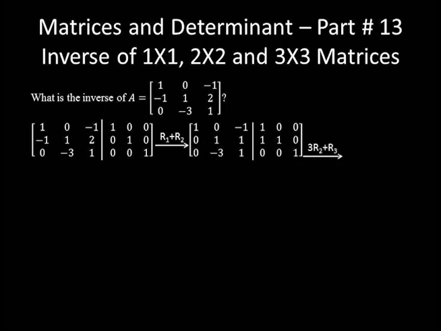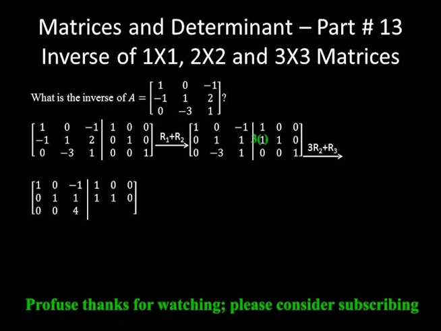Again, let's copy row 1 and row 2 elements as they are. 3 times 0 is 0. 0 plus 0 is 0. 3 times 1 is 3. 3 plus negative 3 gives us 0. 3 times 1 is 3. 3 plus 1 is 4. 3 times 1 is again 3. 3 plus 0 is 3. 3 times 1 is again 3. 3 plus 0 is 3. 3 times 0 is 0. 0 plus 1 is 1.